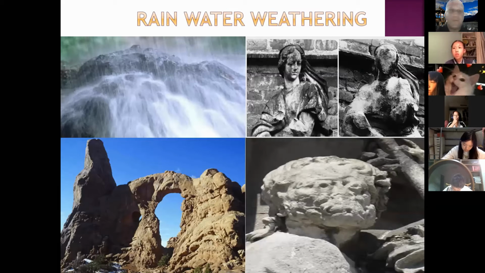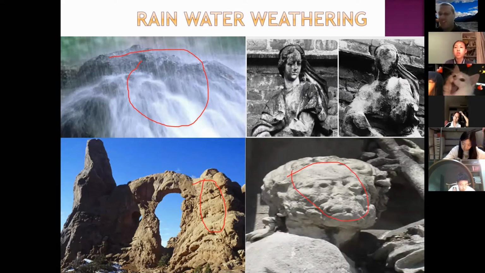Here's an example of rainwater weathering. Look at what can happen here. You can see that the rainwater falling on top of these rocks is smoothing out the top of it. And you can see why. Rain can fall very, very hard. Even a statue like this, over time, if it's not repaired or taken care of, it will weather away.